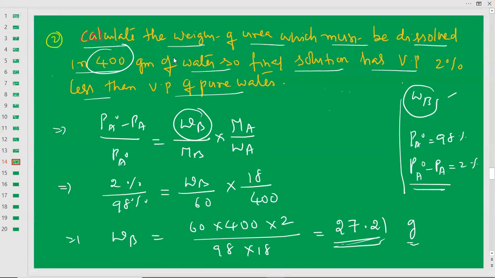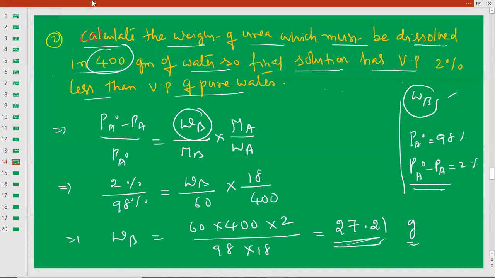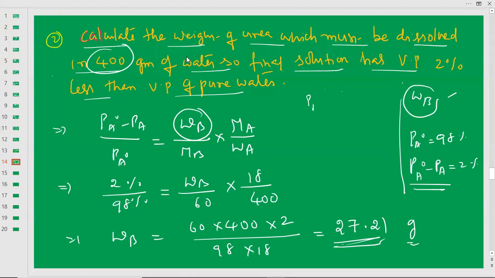Okay. So here we have already told how this percentage came, meaning we can say what the vapor pressure of the solution is. The vapor pressure of solution is equal to 98% into the vapor pressure of pure solvent. So 98% of the vapor pressure of pure solvent is the vapor pressure of the solution.